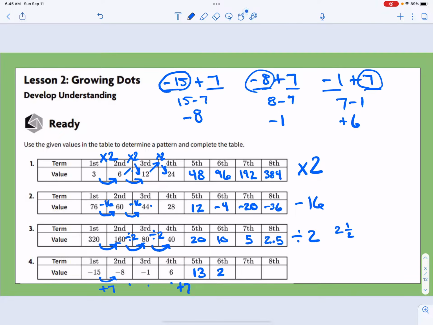Now at this point, it's just 6 plus 7, which is 13. 13 plus 7, which is 20. 20 plus 7 is 27. And 27 plus 7, which is 34. So it got a lot nicer at this point on, didn't it? All right, so that's what's happening with all of those ones there. So we got the table filled out, and we also included what's making the pattern happen.